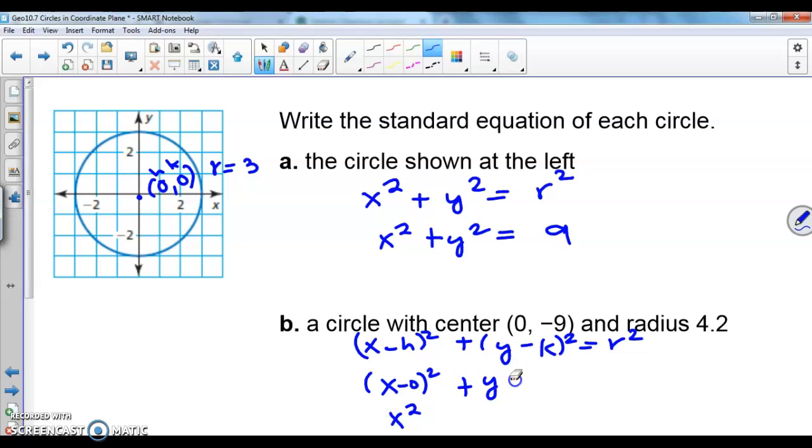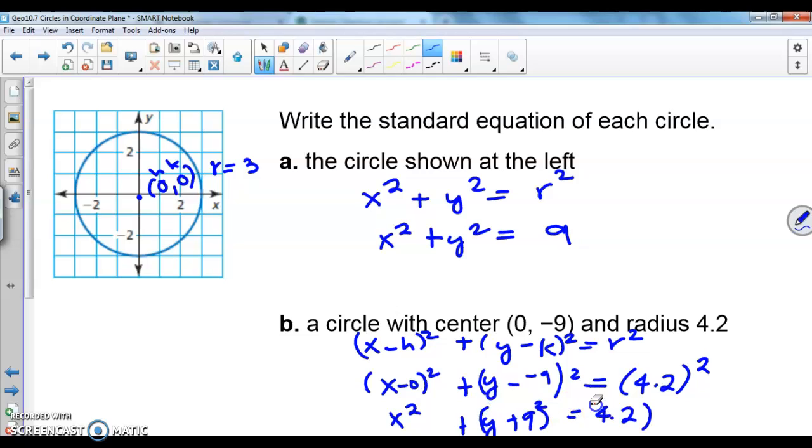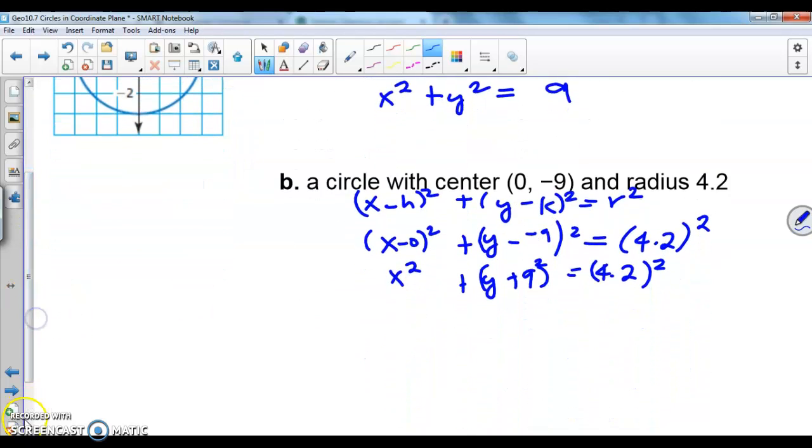plus y minus -9, so the two negatives will become positive. That's a 9, and that is equal to 4.2, which is the radius, and then you have to square that. So if you clean this up a little bit, you'll get y plus 9, don't forget your grouping symbol, is equal to 4.2 to the second power. There you go. You may also square 4.2 and write down its final form.